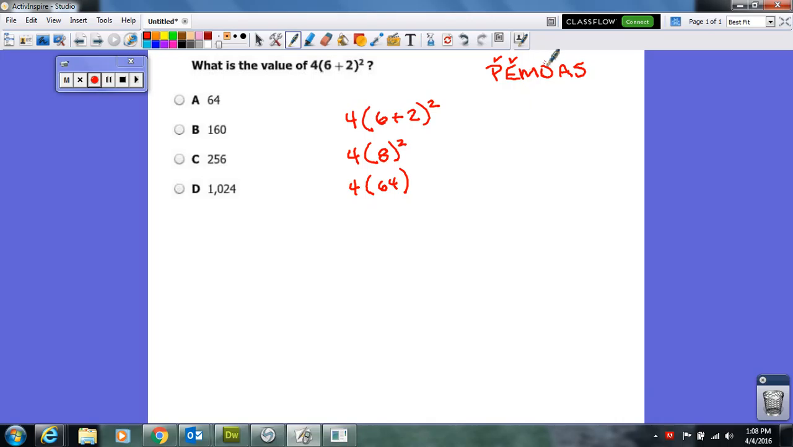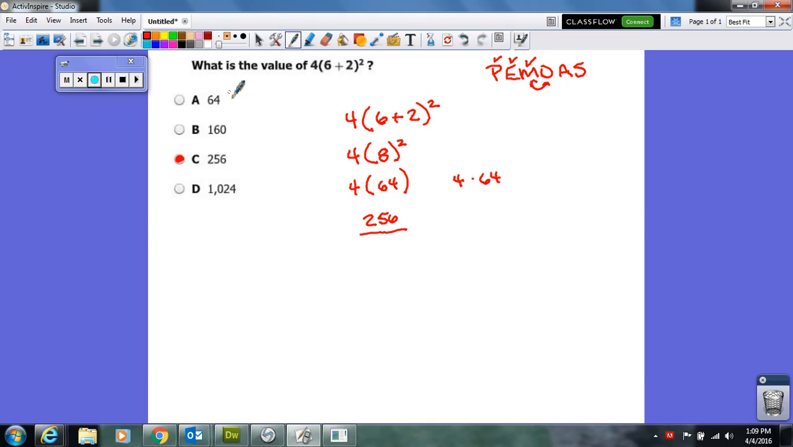Now I look for any multiplication or division. Remember, these are interchangeable. Since I have multiplication, because 4 parentheses 64 is the exact same thing as 4 times 64, numbers separated by parentheses simply mean that they're multiplied together. I can go ahead and multiply these two values, and that gives me an answer of 256. And since there are no more operations, no division, addition, or subtraction, I am done, and that is my answer. So I would choose answer C.